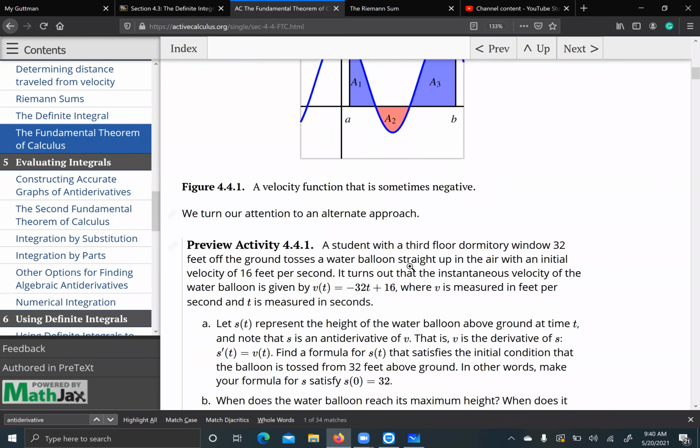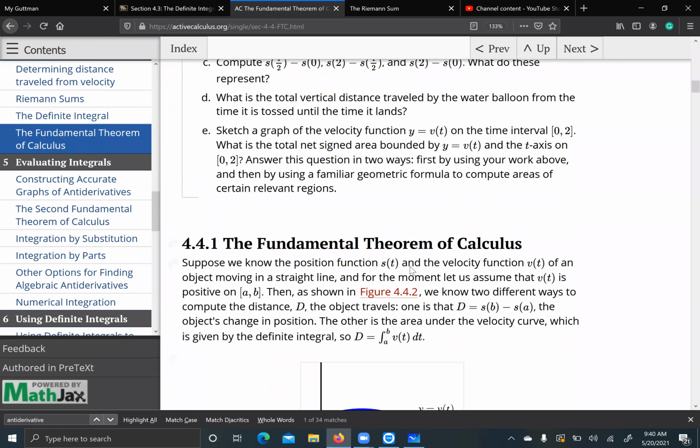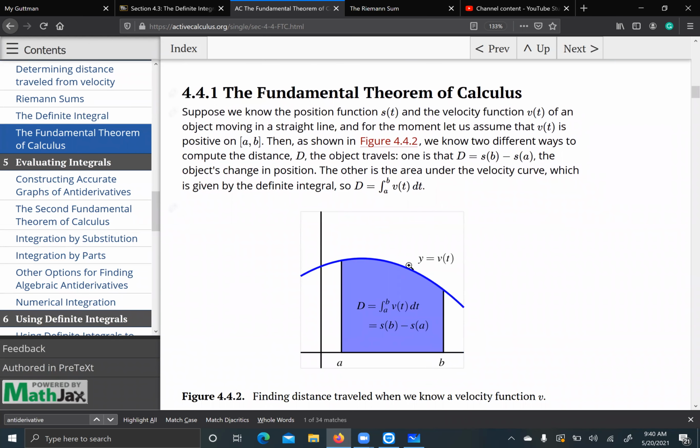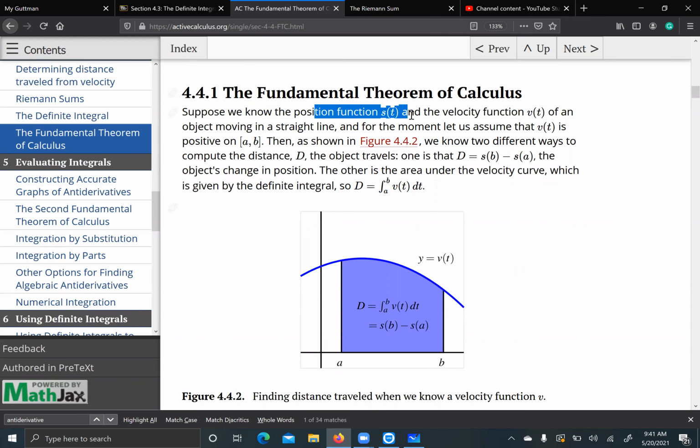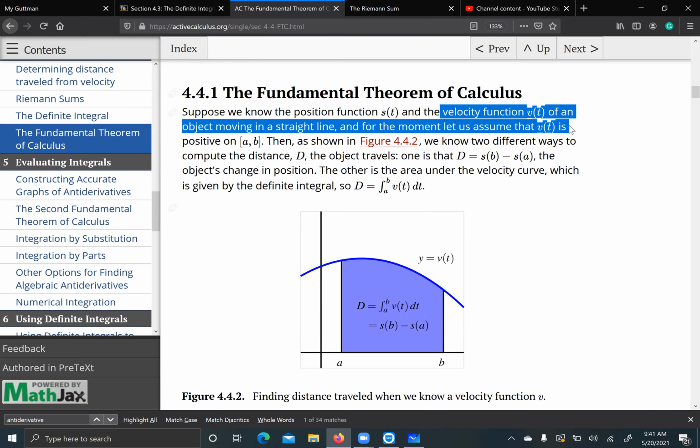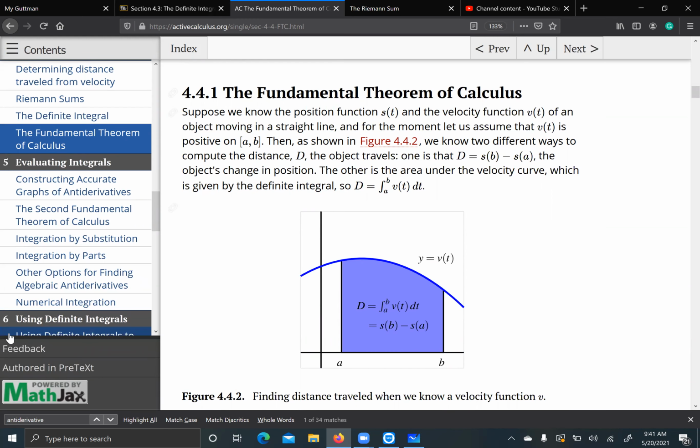Now, if we are given a function like here, suppose you have the position function of an object. That means a function that tells you the location, the position of a moving object. And you have the velocity function of the moving object. Then the relationship between these two is that velocity is the derivative of the position function. This comes from physics.